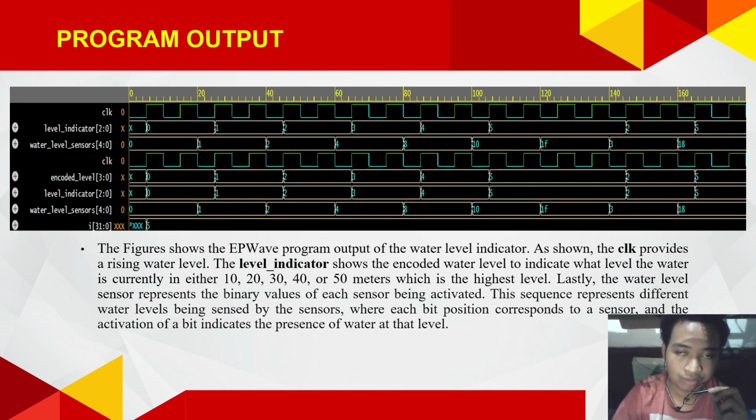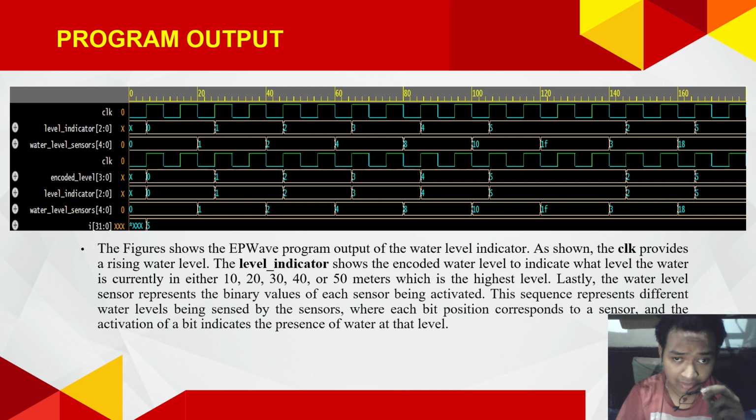Next is the program output again, the EP wave. In this figure, it shows the EP wave program output for the water level indicator. It is shown above the image, the CLK provides a rising water level. Therefore, the level indicator shows the encoded water level to indicate what level of water is currently in, either 10, 20, 30, 40, or even 50 meters, which is the highest level.